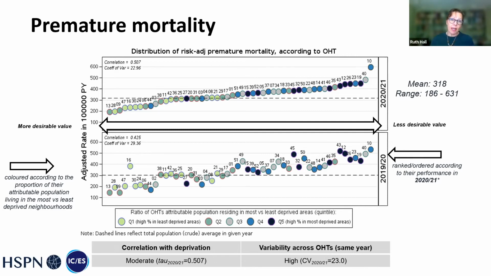Although we see an increase, there are some OHTs where improvement has been observed. What is also important here is that premature mortality is moderately correlated with material deprivation, suggesting that those OHTs with a higher proportion of their population living in deprived areas generally have higher premature mortality rates. This also shows that there is variation across our OHTs in the rate of premature mortality.